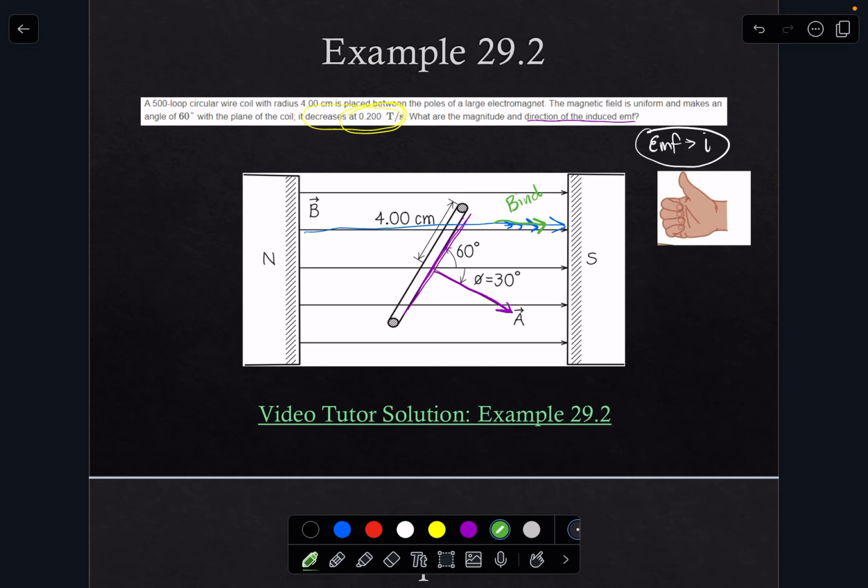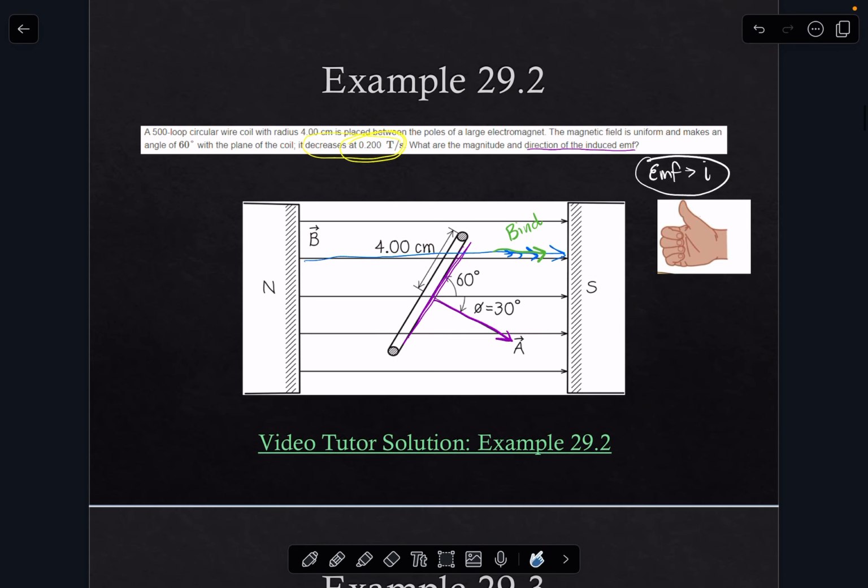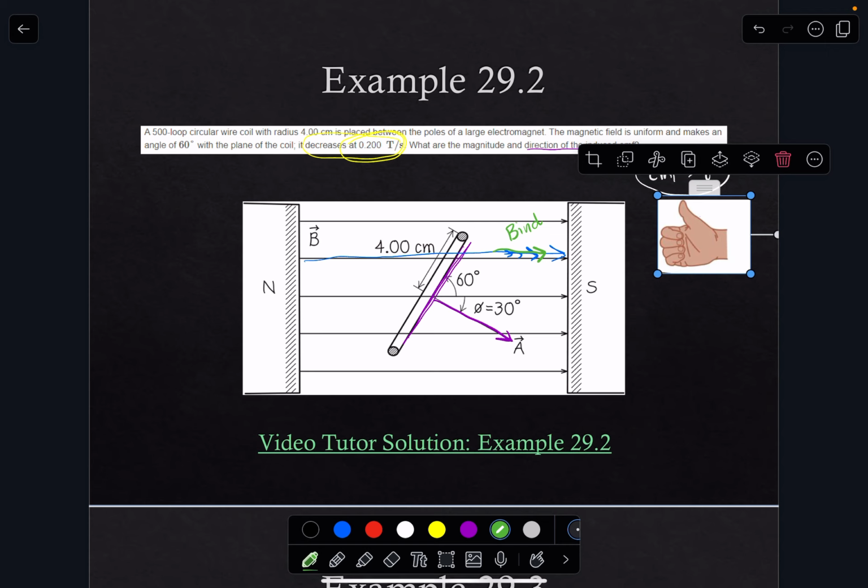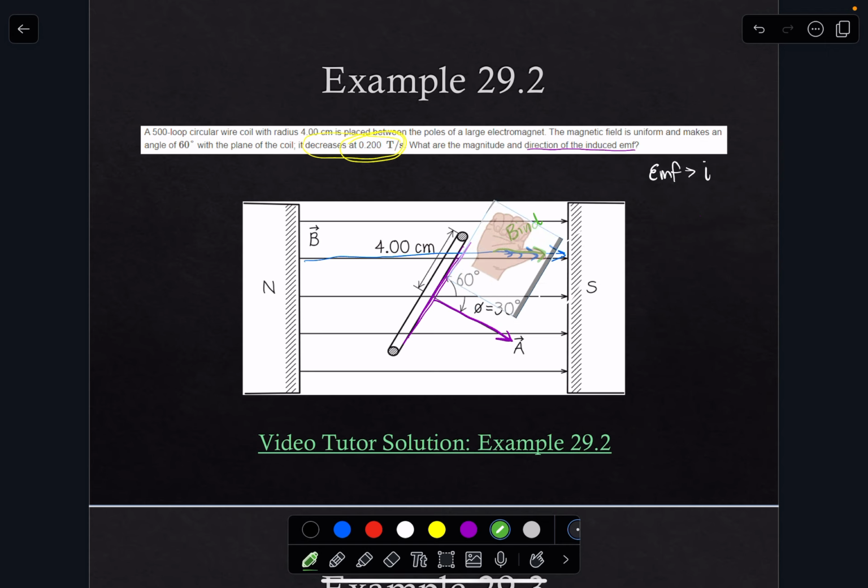And so now we're going to point our thumb in that direction. There we go. Our thumb will be in the direction of B induced. And when it is, you'll see that your fingers are curling out of the page on the top, and into the page on the bottom, right? So that is going to be the direction of our induced EMF or our induced current: out of the page on the top, into the page on the bottom.